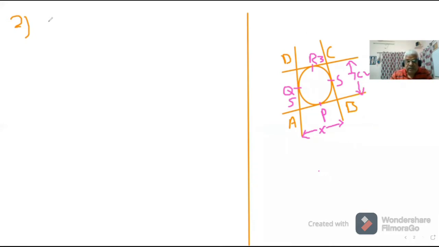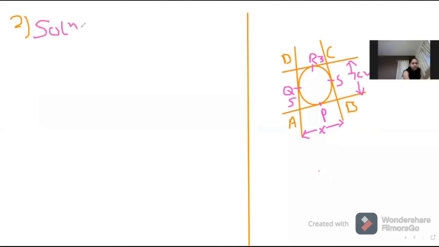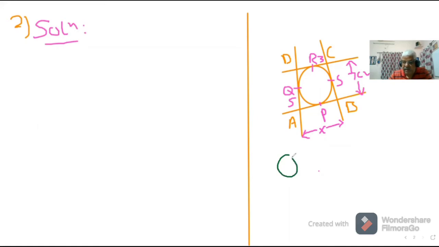Now, how to solve this? Very simple. Just by seeing, you can get the answers. But you have to be careful. First, consider the circle, and you come near to your answer, that's all.